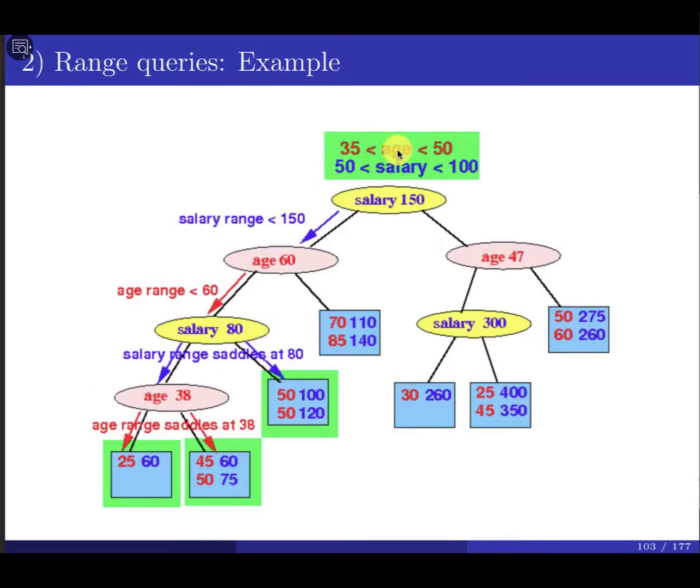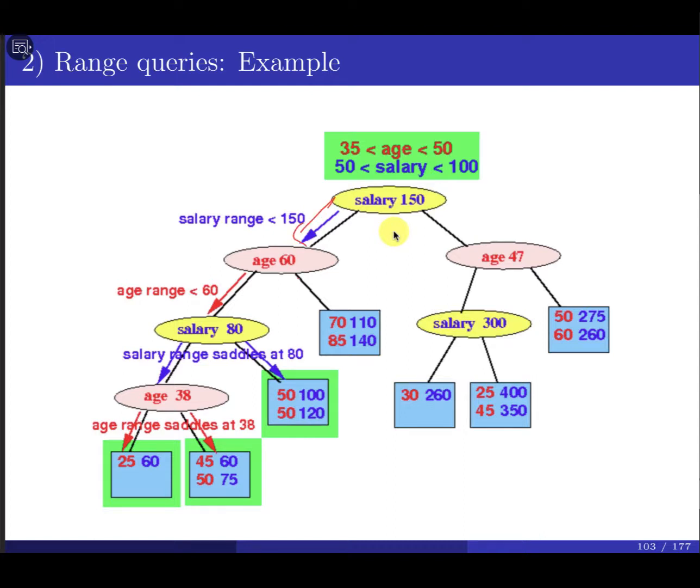Just take a look here. I give you the range between age 35 and 50 and the salary between 50 and 100. So we'll start at the top here. I have the salary here, and I can just compare based on the salary. The salary is between 50 and 100, so it looks like it's clearly contained completely in the left subtree. Because the highest value is less than 150, definitely this part is going to be the left subtree. So I go here.